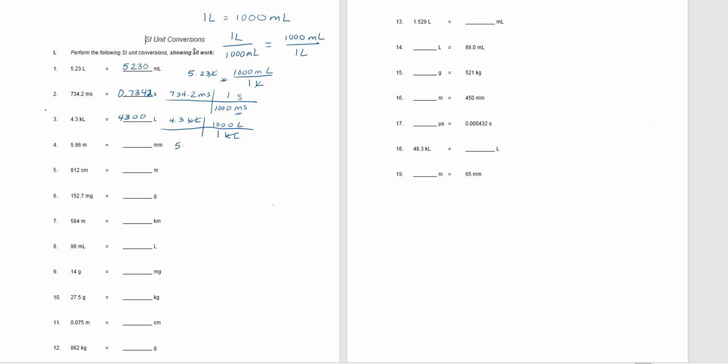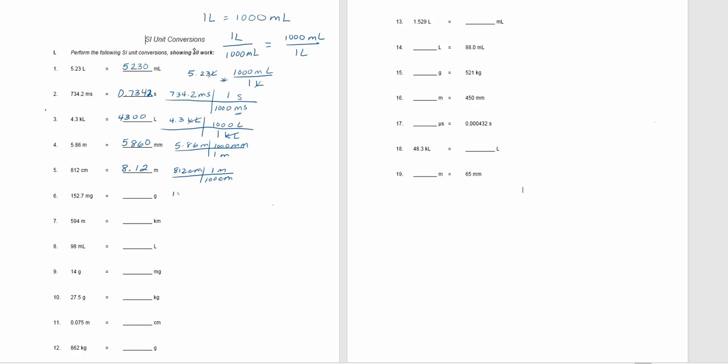5.86 meters. To convert that into millimeters, I need to know that 1 meter is 1,000 millimeters. So I multiply 5.86 by 1,000 and get 5,860 millimeters. 812 centimeters. Convert that into meters. You need to know that in 1 meter, there are 100 centimeters. Again, centimeter is on the bottom because centimeter is on the top here, and we would like to cancel them out. So 812 divided by 100 is 8.12 meters.